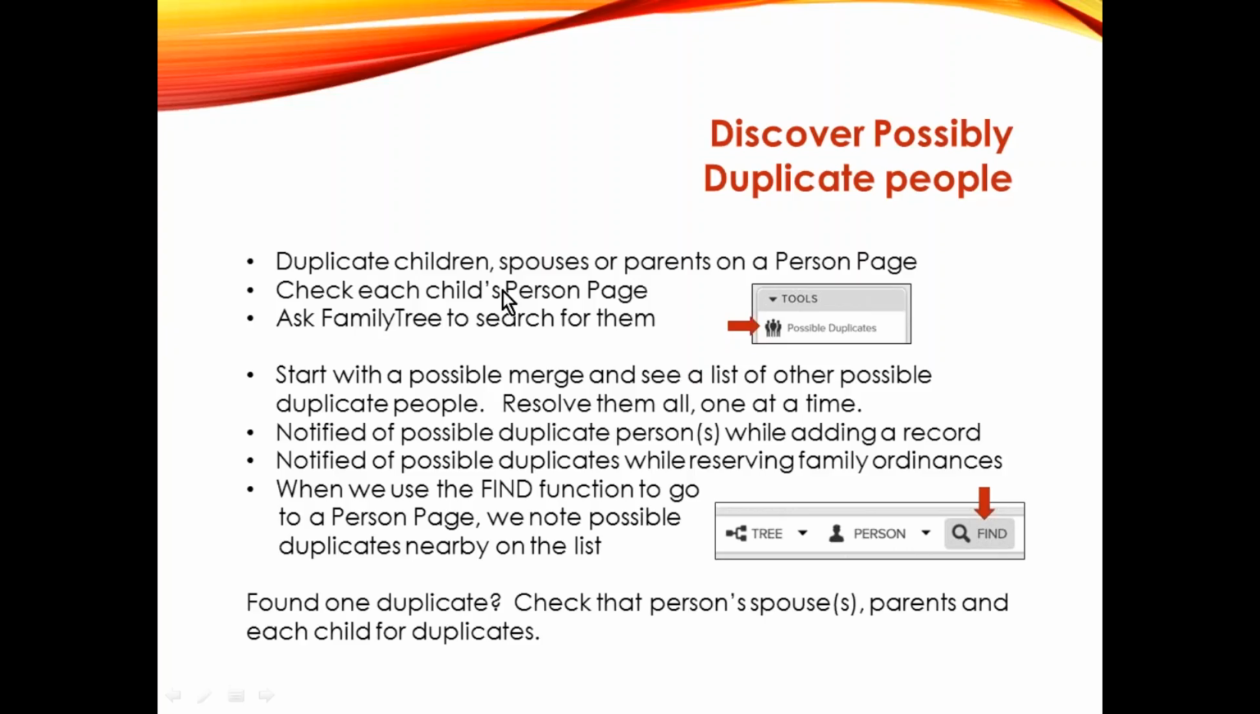We can often find duplicate children, spouses, or parents as they are already displayed on a person page. For example, in one man's family, there may be 2 children who appear to be duplicates, and we'll want to check that out before we assume that they're not. We would check each person's person page as well.